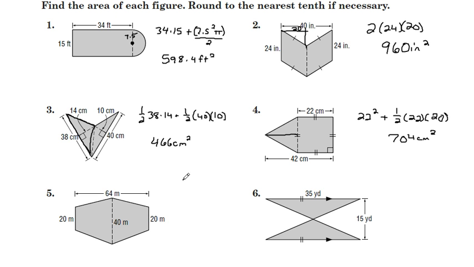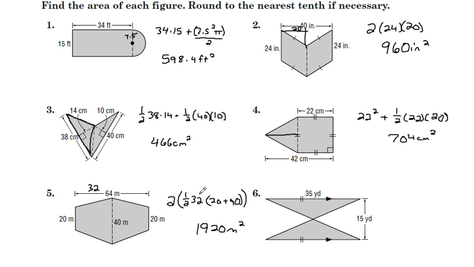For number 5, we appear to have 2 parallelograms. The height of each one would be 32. We got one base of 20, one base of 40. We got 2 of them, so let's multiply everything by 2. Area of a trapezoid, 1/2 the height, which we see here as 32, times both bases added together, 20 plus 40. And then all this together in the calculator, 1,920 square meters.